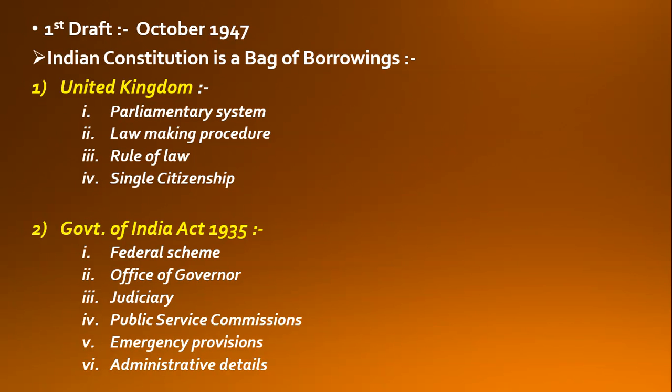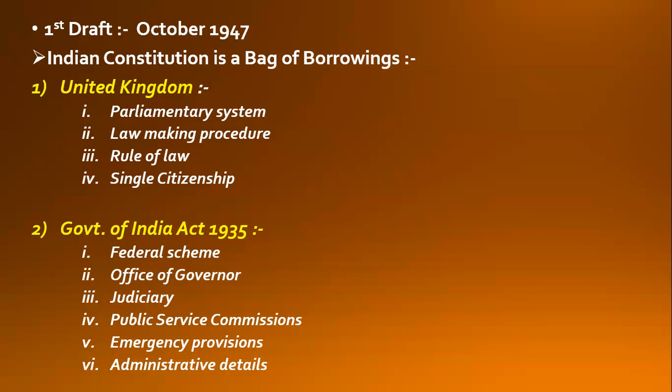Now what is law making procedure? Law making procedure means how to make a law. For example, any ordinary law in India is passed by a simple majority of more than 50%. So how to make law, this is law making procedure. We adopted the law making procedure from the UK.